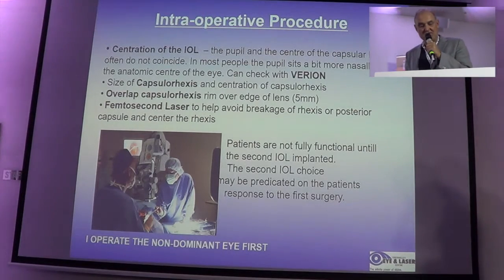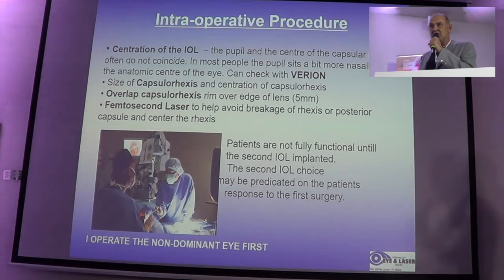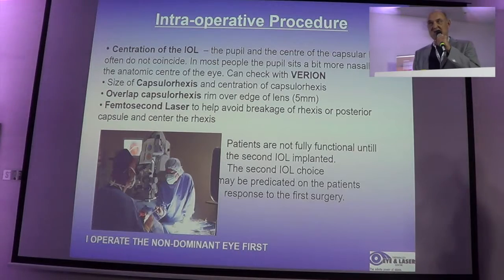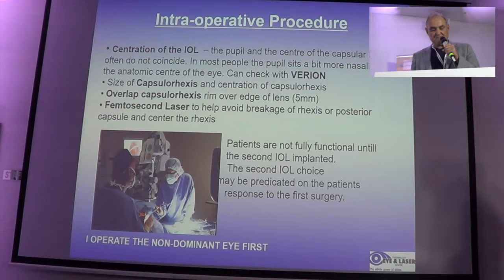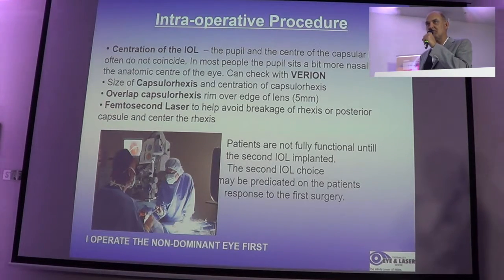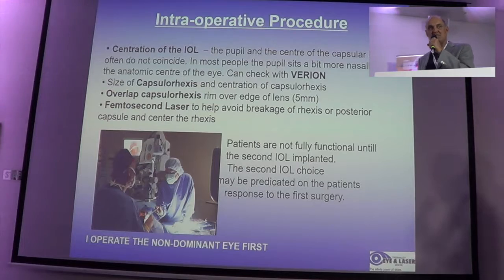Intraoperatively, it's important to look at the centration of the IOL. You can check that with the Verion. We use that in all our surgeries. The size of the capsular rhexis may be 5.25 millimeters, and you overlap the capsular rhexis. FLACS can help. I normally operate on the non-dominant eye first, and then I can make an adjustment to the dominant eye. I feel that the dominant eye's vision is very important for the patient.